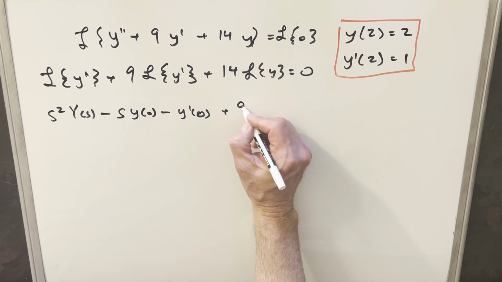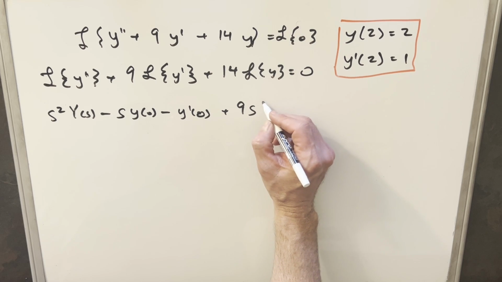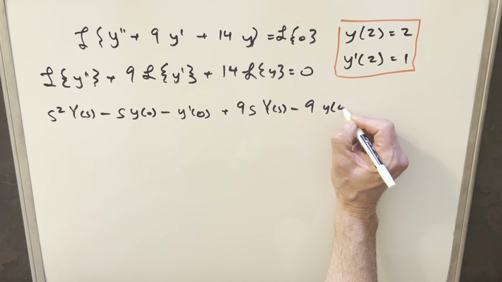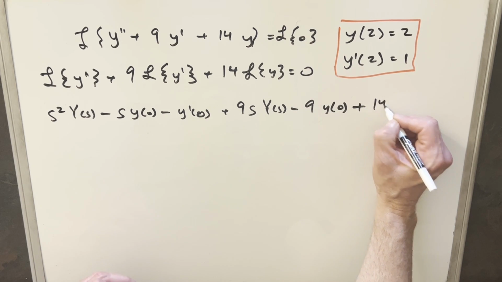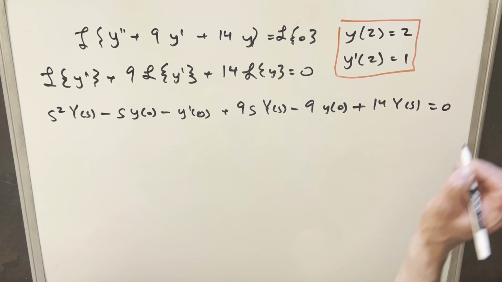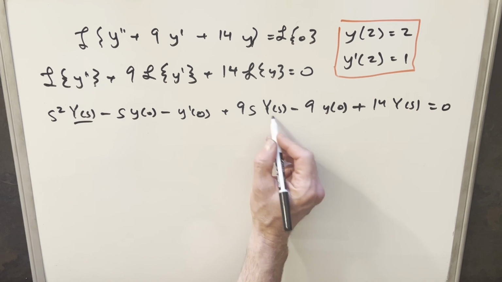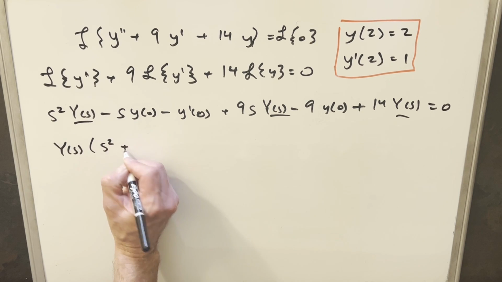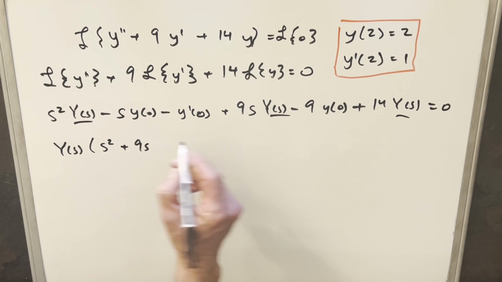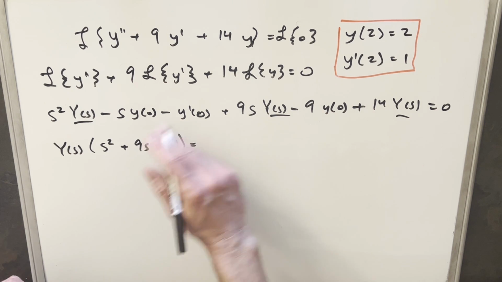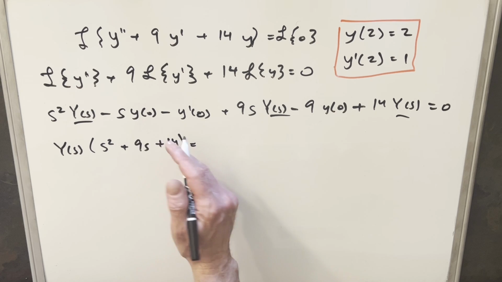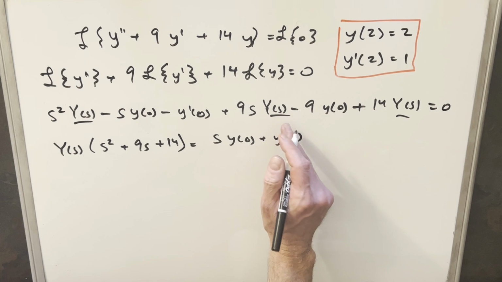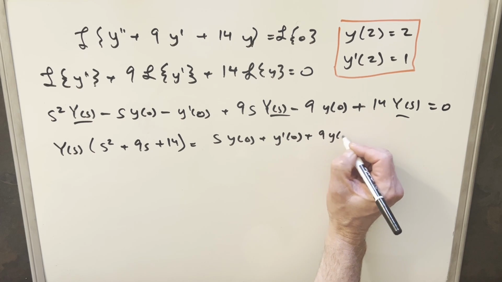And then we'll just have our formula over here for y single prime. This is going to be s big Y of s minus, distributing the 9 here, y of 0. And then this last piece is just going to be plus 14 big Y of s. And this is all equal to 0. So what we'll do, we'll factor out the big Y of s here, and then taking all those terms, this is going to be s squared plus 9s, and then plus 14. And then for everything else, I'm going to bring it onto the right side of the equation by just adding it. So we'll have this s y of 0, then we'll have plus y prime of 0, and then here we'll have plus 9y of 0.